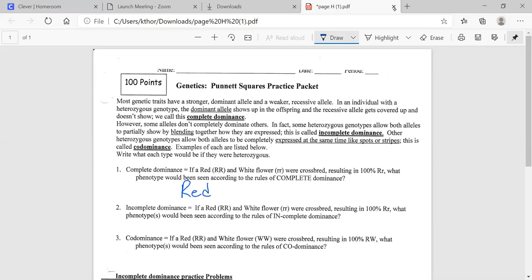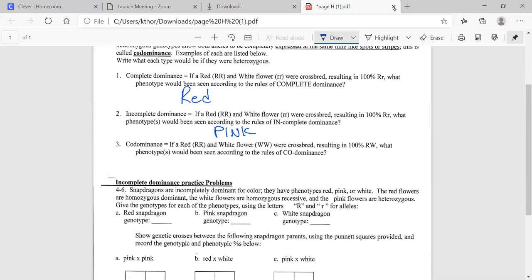If a homozygous red and a homozygous white were crossed, resulting in 100% heterozygous, what phenotypes would be seen if it was incomplete dominance? Pink. And if it was codominance, you would have red and white. The flowers would have areas of red and white.